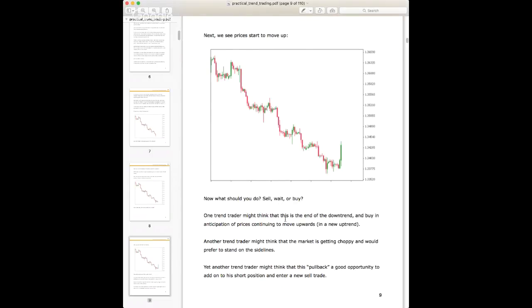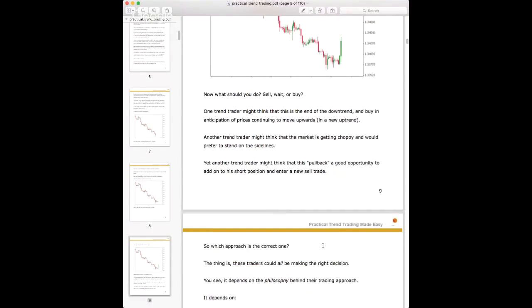One trend trader might think that this is going to be the end of a downtrend and just buy in anticipation that the price continues to move upwards. Another trend trader might say that this market is getting choppy and prefer to wait on the sidelines to see if there is any sell signal coming later on. And then another trend trader might think this pullback is a good opportunity to add to his short position and enter a new sell trade. So all could be making the right decision, right?